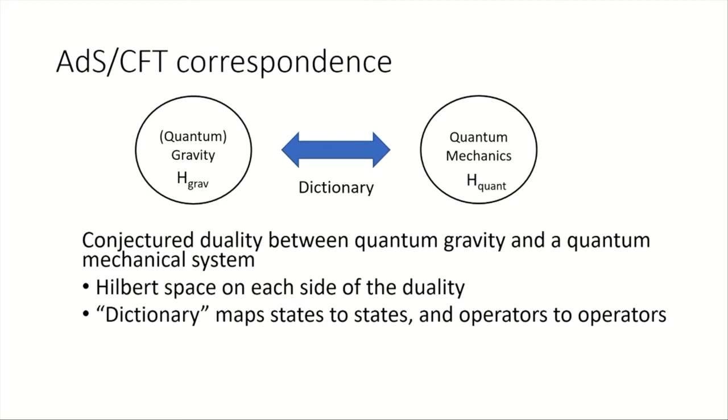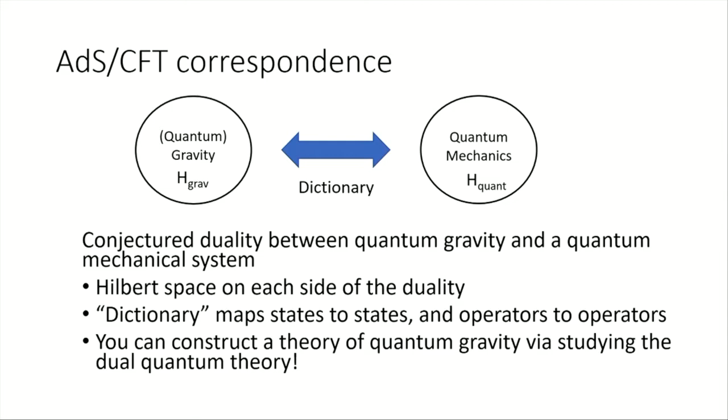This is really exciting to people because it's a way of constructing a theory of quantum gravity. You can just study this quantum mechanical theory on the right-hand side that we understand relatively well, look at its image through this dictionary, and then build a theory of quantum gravity from that. You can think of this a little bit in analogy to linear programming duality. If you have a primal linear program, a lot of times you can learn a lot about it by studying the dual.